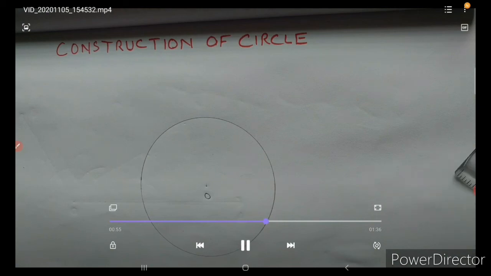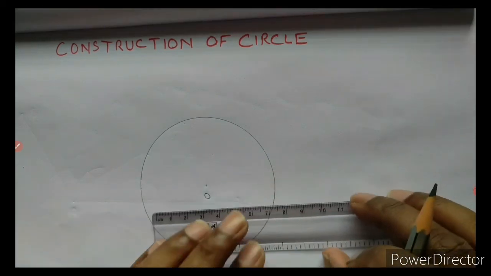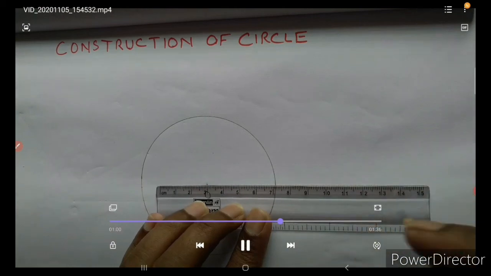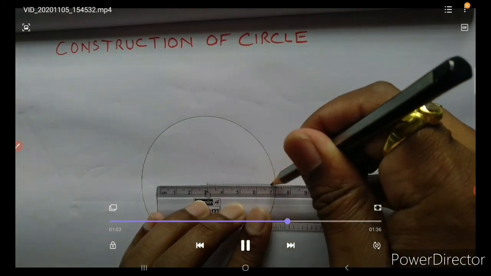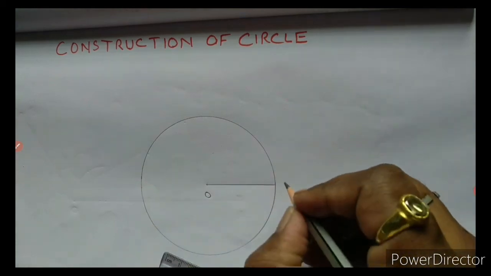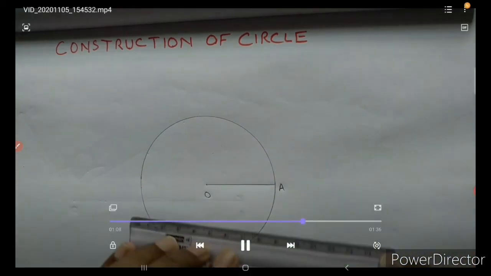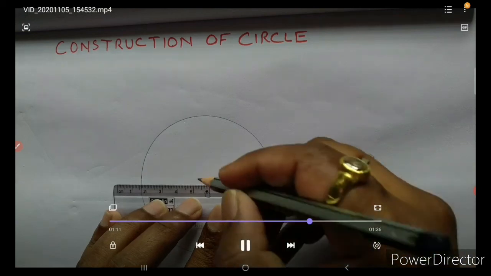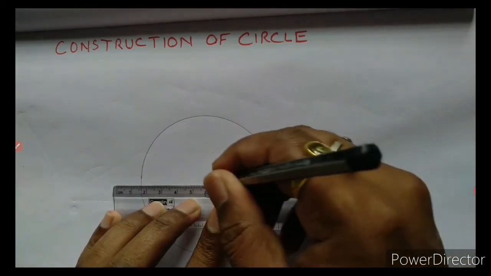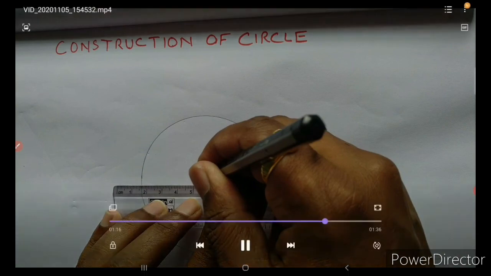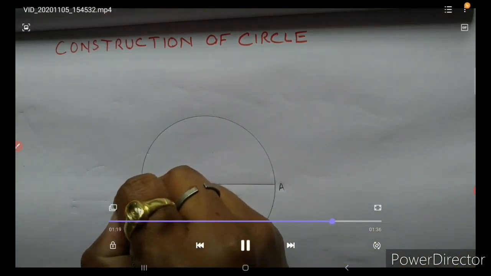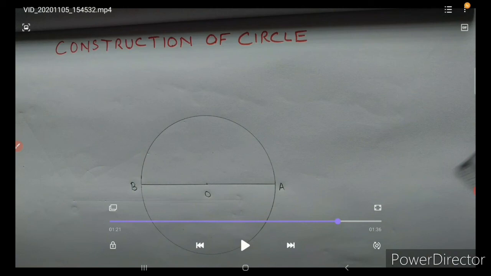Now the second part of the question says I'm supposed to join the center with one point on the circumference and name it as A. And then I have to extend that particular line and join to the other part and name it as B here. So I got this line segment from here to here. This is my point A and this is my point B. So I hope you are understanding this.